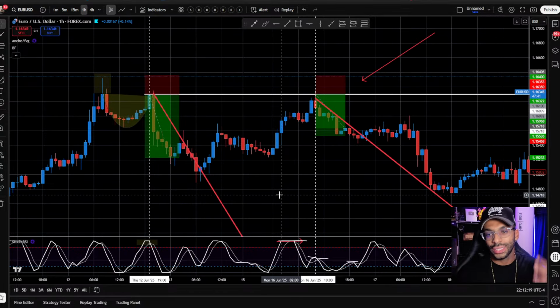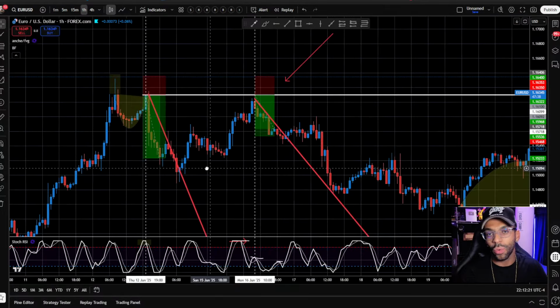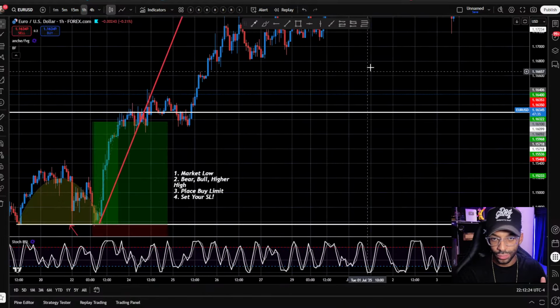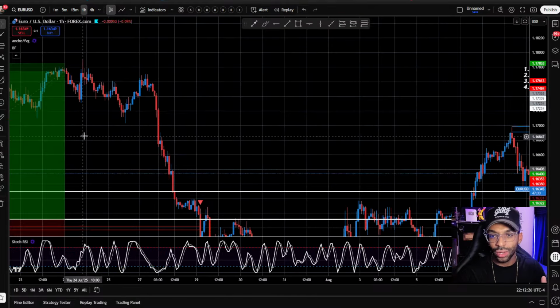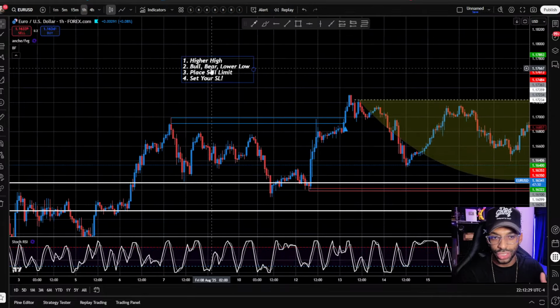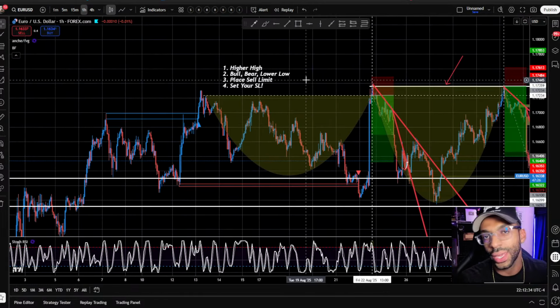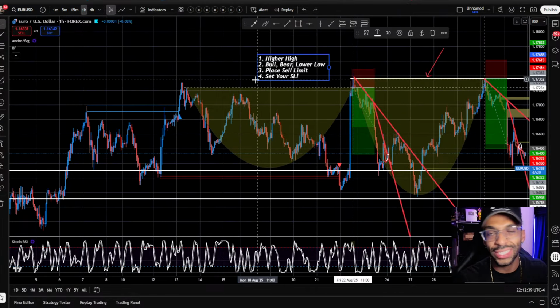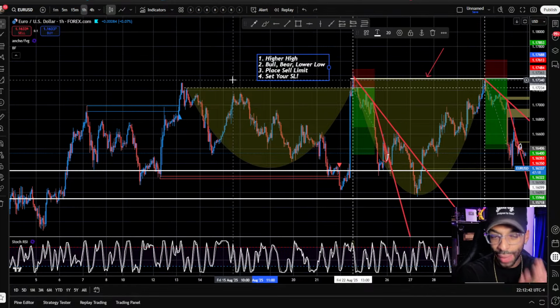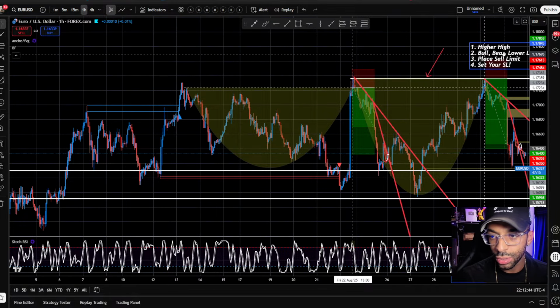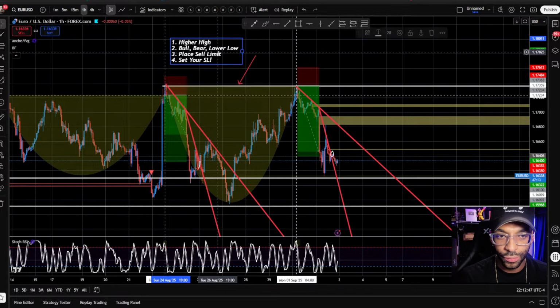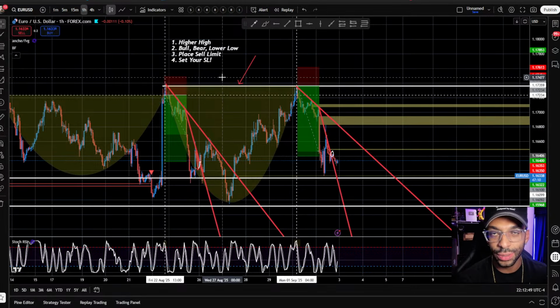It is a 4-step setup. As I told you guys, step number 1 is to do what? Identify the high or the low of the market, depending on which area you're trading. Then you want to see this 3-candle formation, the bull, the bear, and the lower low. You're going to place your horizontal line going straight across at the body of the candle. Boom. Once you place the horizontal line, you now have the price to which you want the market to come back.